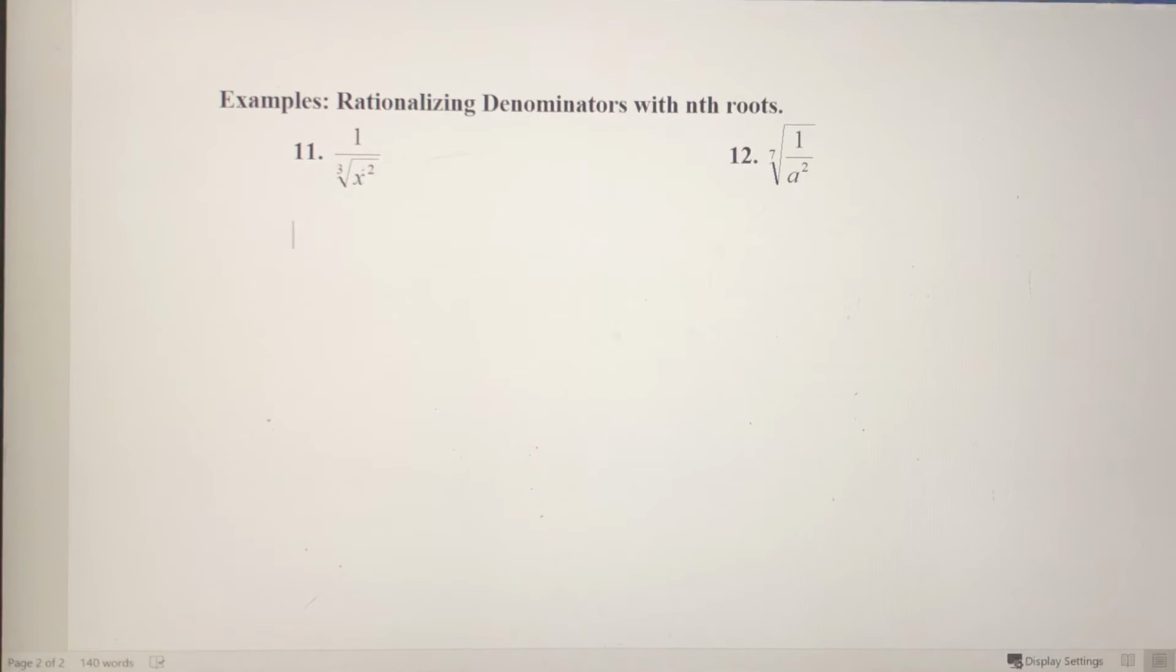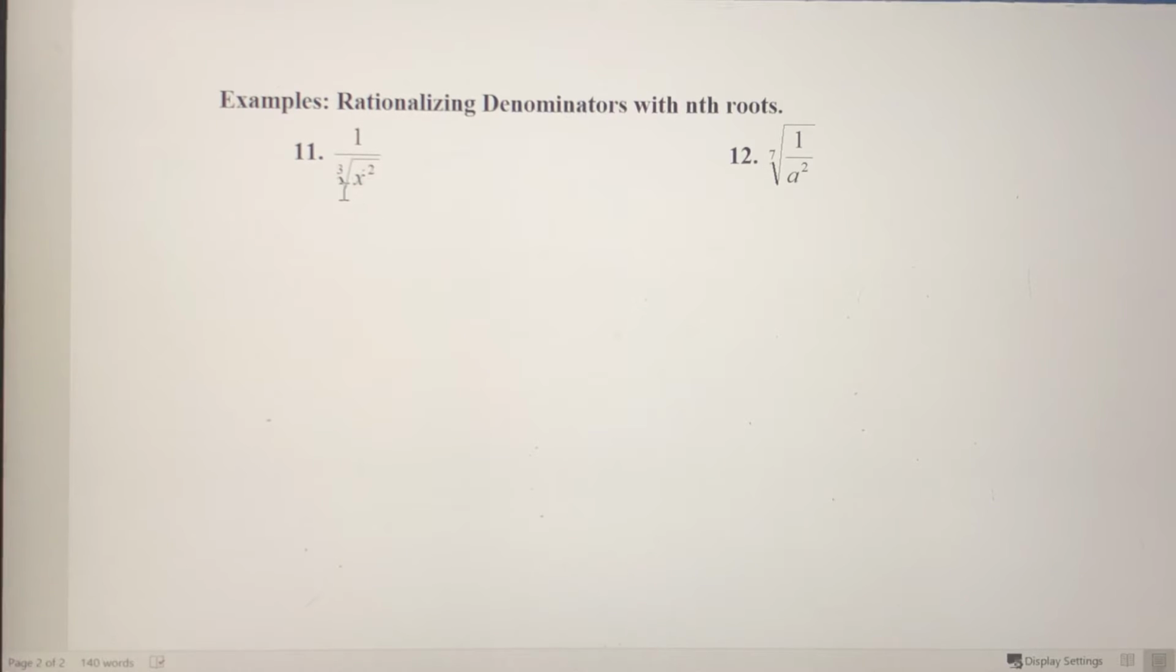All right, in this video, we're going to rationalize denominators with nth roots, okay? This is using the rational exponents. I'm going to show you two different ways to do each of these problems, and I'm going to let you pick whatever you think's the easiest, whatever makes the most sense to you, okay?